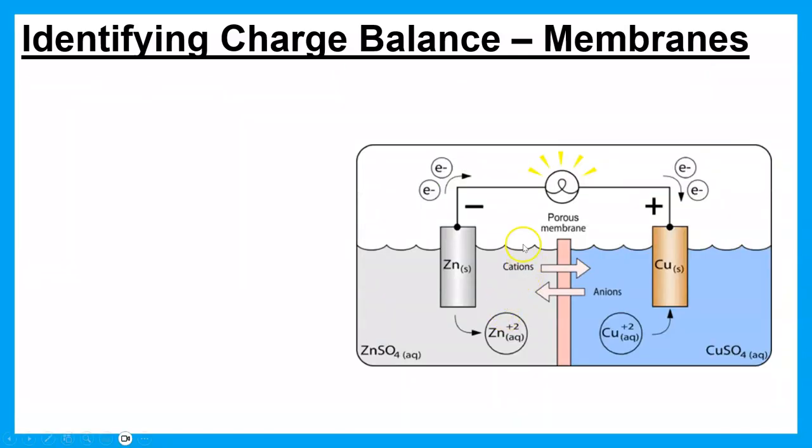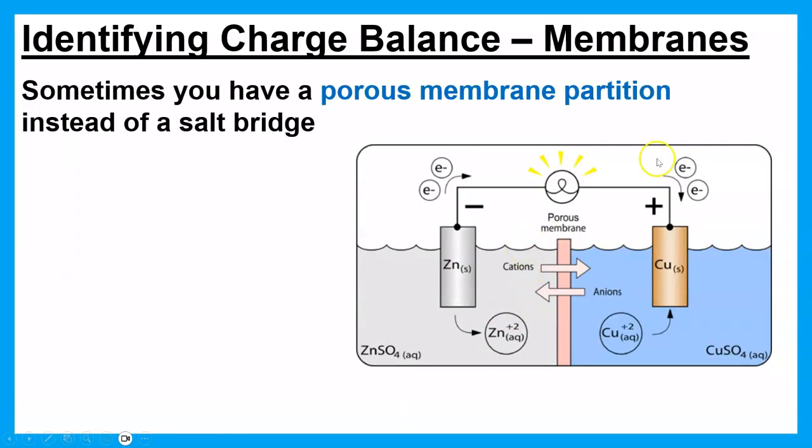It's called a membrane. So once in a while you'll notice instead of two totally separate beakers with a salt bridge, they draw one container with some kind of line down the middle. That line represents the porous membrane, and it's a special type of material that allows certain ions to pass through it. Okay, way more complicated than anything I have in my classroom. We have salt bridges. That's what we have.